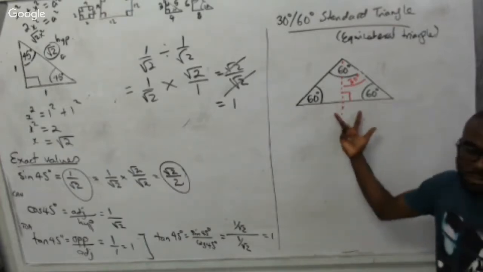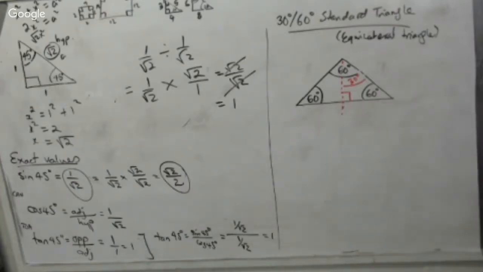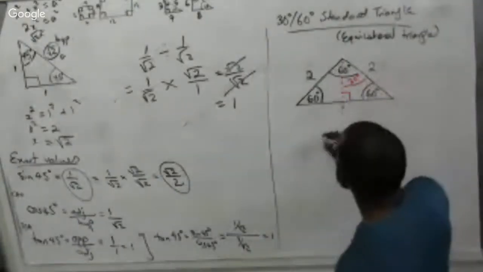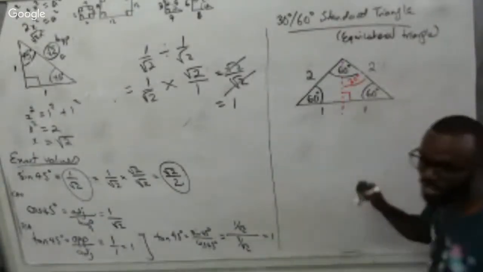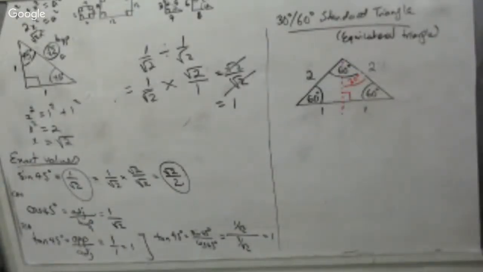How many pieces am I splitting this into? 2. So what's a nice number to use? 2. So if I choose 2 here, 2 here, and 2 here, this is now 1, and that is now 1. So I have nice numbers working here. That makes sense.